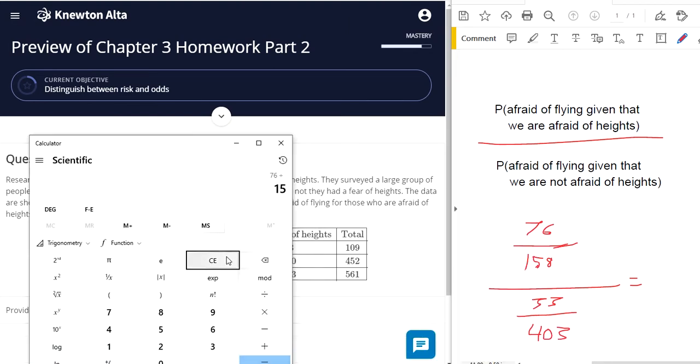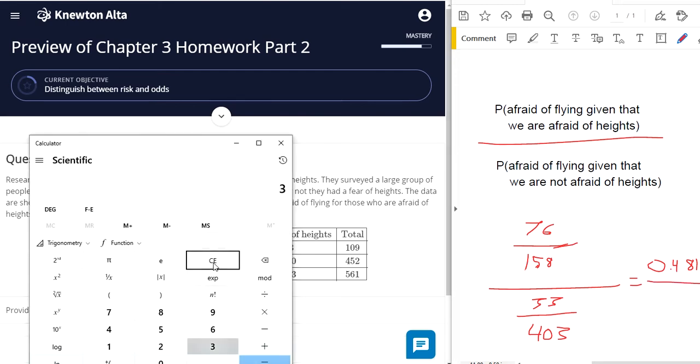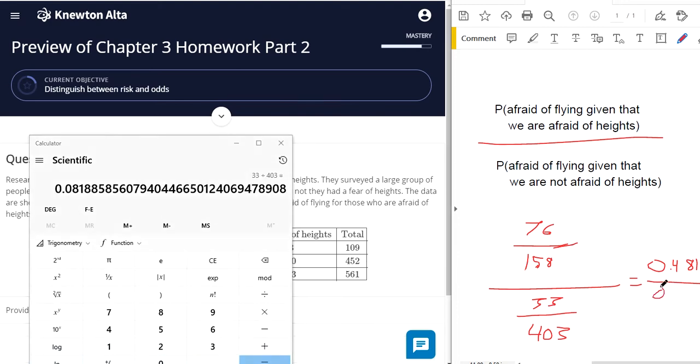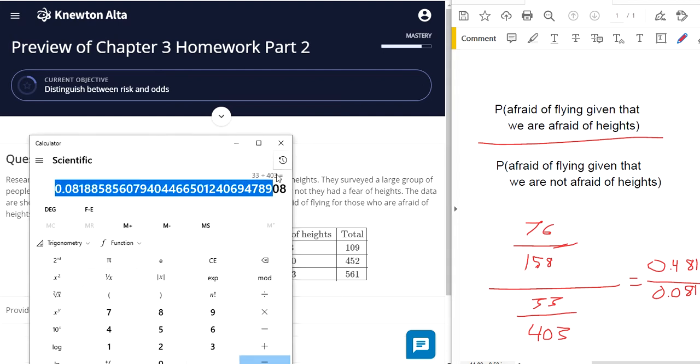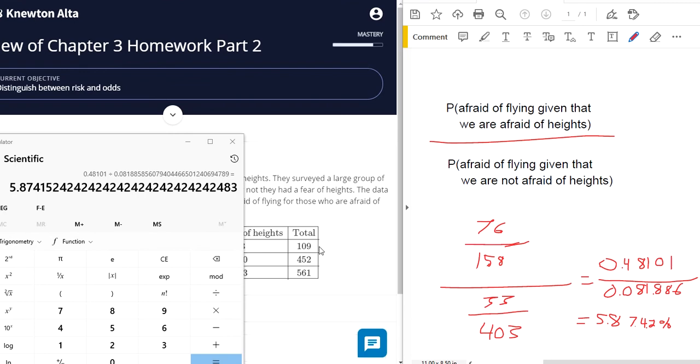So 76 divided by 158 gives us 0.48101. We divide that by 33 divided by 403, which is 0.081886. Okay, so 0.48101 divided by that probability, we get 5.87, so it's about 587.42 as a percentage. So I convert that to a percentage at the same time.